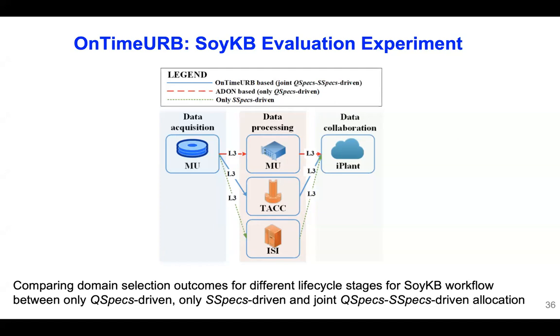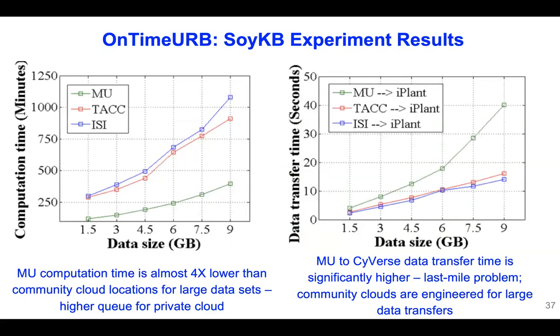And our hope is through OnTimeURB, these kind of difficult decisions can be automated, made easier, and users have much more control on knowing where to go and what sort of experience they will get based on which clouds they pick for processing. And so here is sort of the results from the experiments. As I said, MU can give you better performance because we can get priority. It's our own cluster.